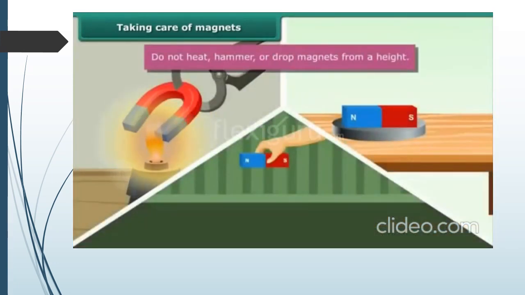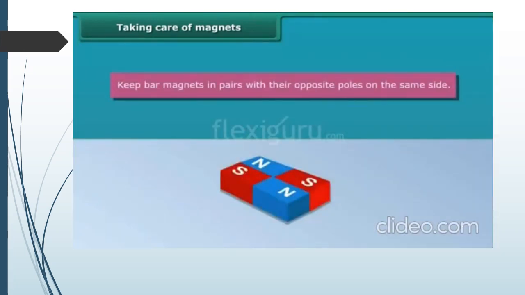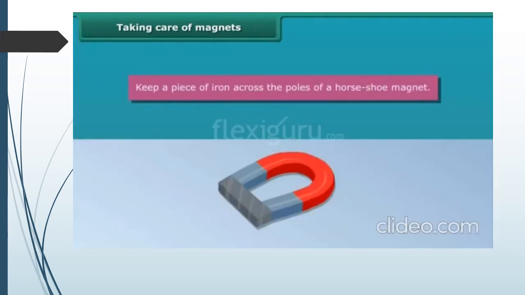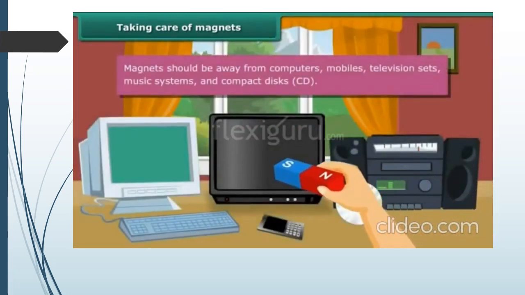Do not heat, hammer, or drop magnets from a height. They will lose their property if done so. Keep bar magnets in pairs with their opposite poles on the same side. Use wood to separate them. Keep a piece of iron across the poles of a horseshoe magnet. Magnets should be kept away from computers, mobiles, television sets, music systems, and compact discs.